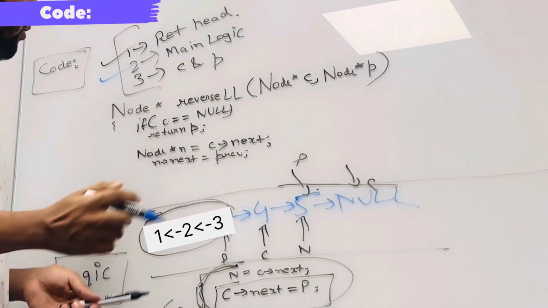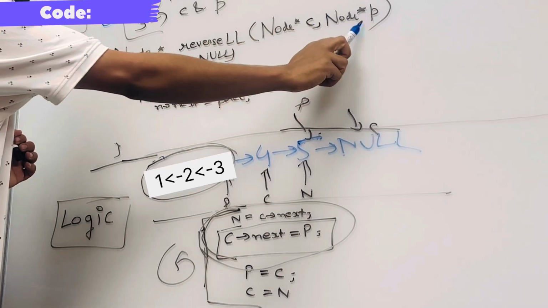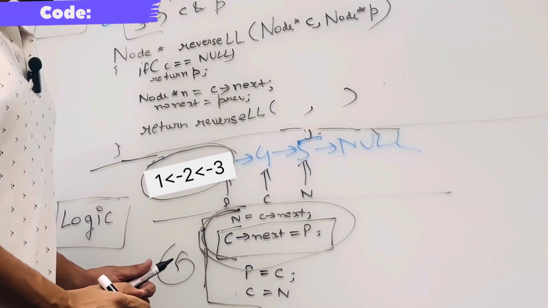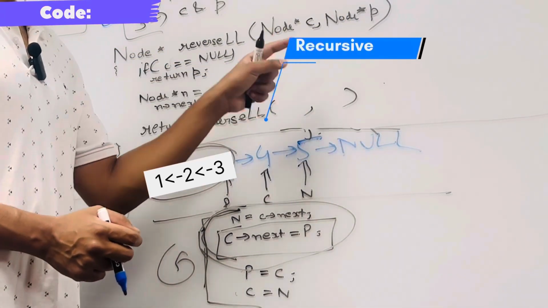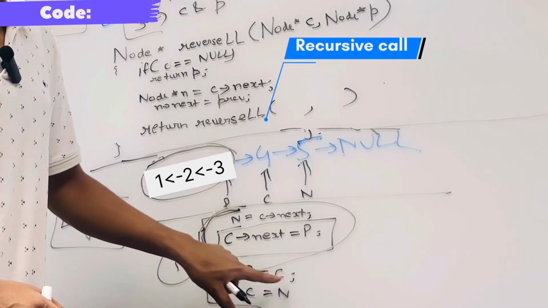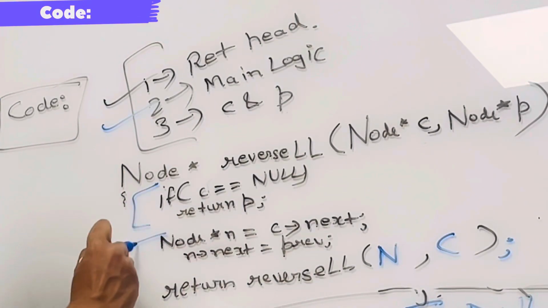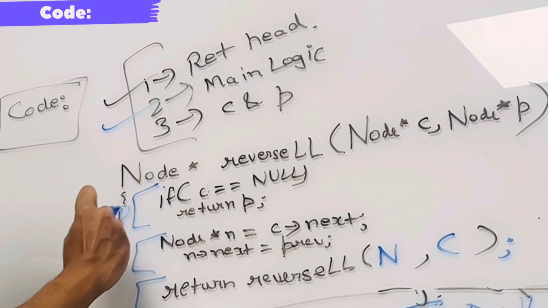Now we will move forward to the third and the final step. What we have to do? We have to change C and P. So what value we have to assign here? Value of C should become N and value of P should become C. As you can see how simple it is. Only we have to follow these three steps.